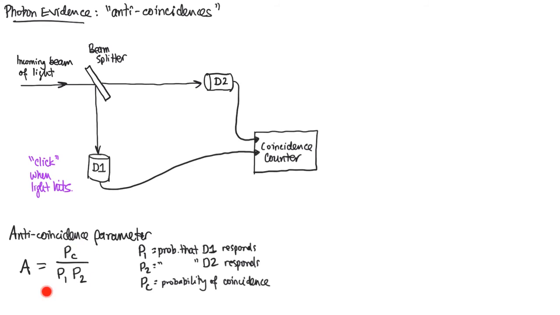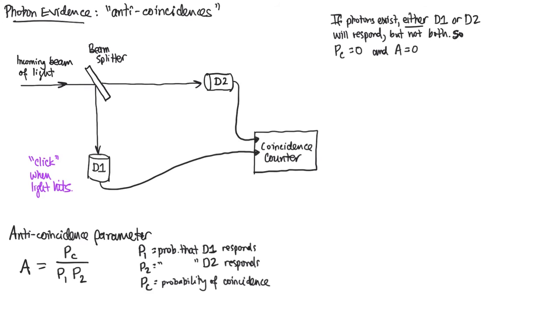Right away, we can see that this parameter is going to be a nice measure of anti-coincidence, because if light consists of photons, then that photon will either go to D1 or to D2, but never both at the same time. So either D1 will respond or D2 will respond, but not both. And in that case, the probability of a coincidence will be 0, and A, which is the ratio of that coincidence to the individual probabilities, will also be 0. So if you do this experiment and you find that A equals 0, then that would be evidence for the photon-like behavior of light.